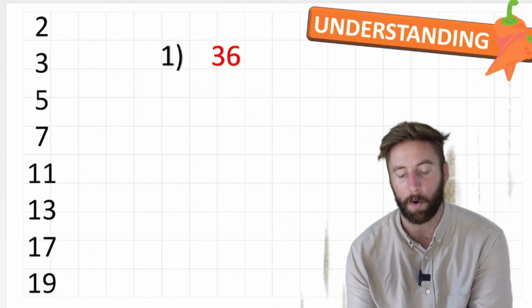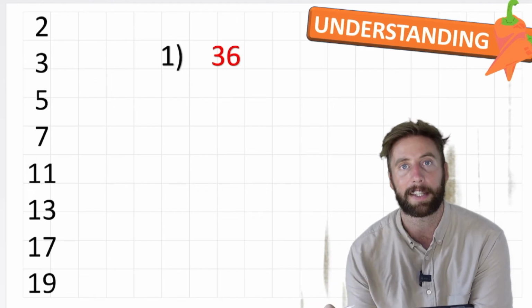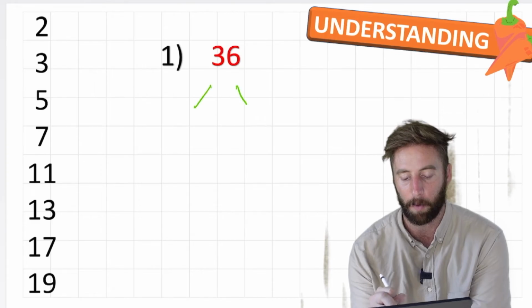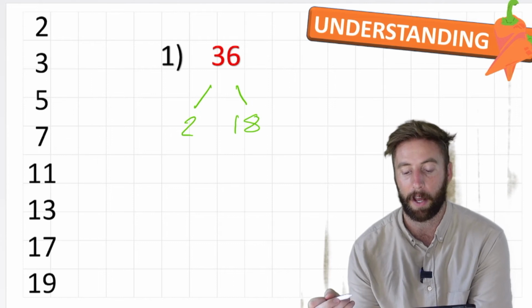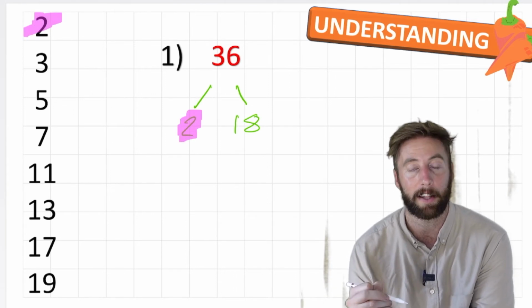Okay, let's look at a harder one. Let's look at 36. Let's find our factors for 36. Now 36 is an even number, so we know that we can divide by 2, so let's do that. I'm going to start with 2 times 18. Okay, so have I got down to a prime number already? I think I have. I've got the number 2, so that branch is done.